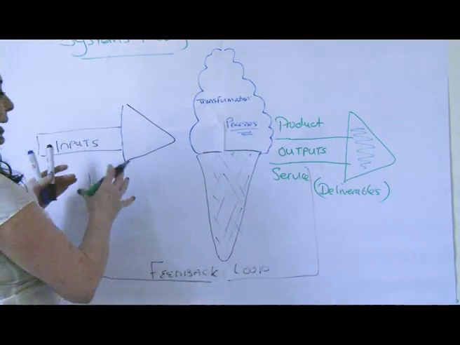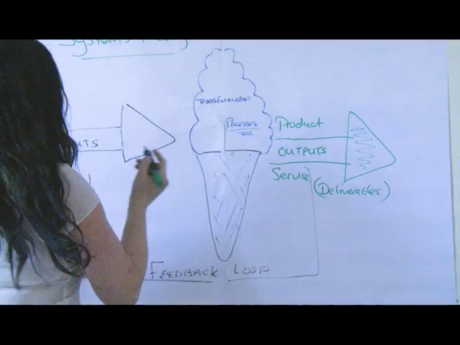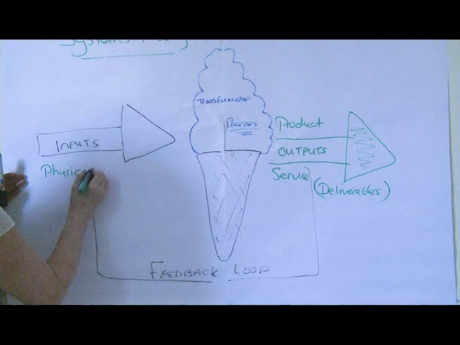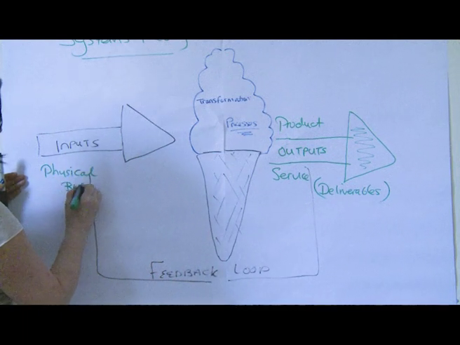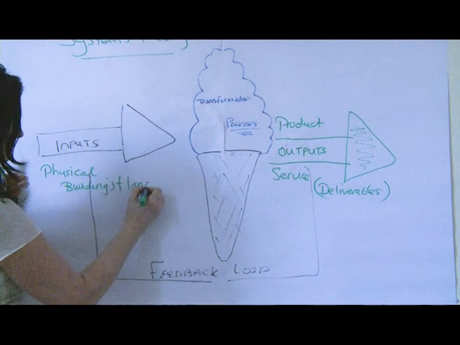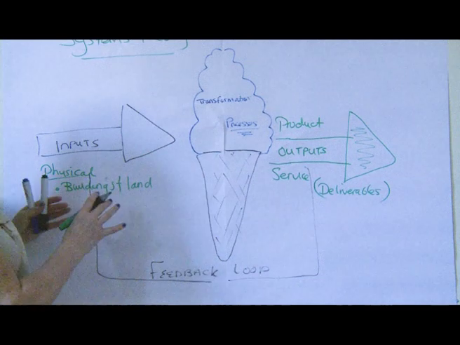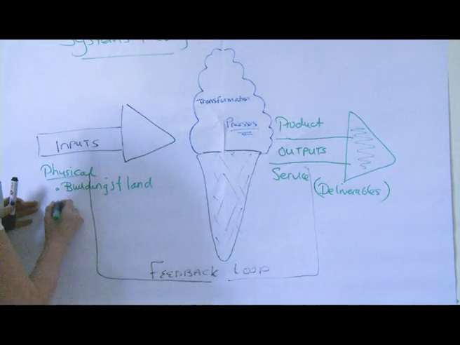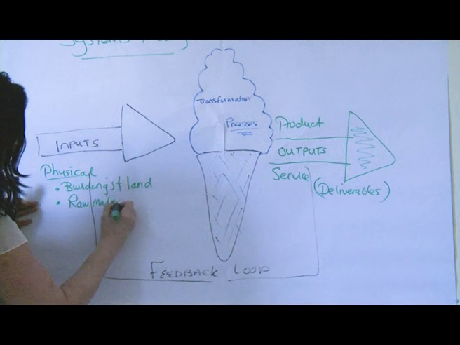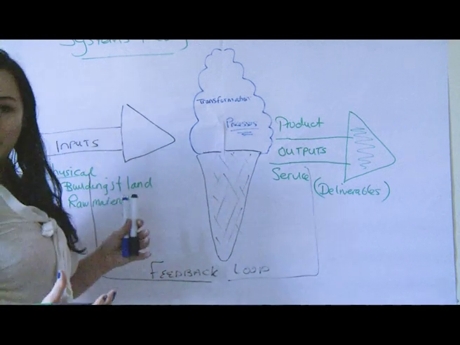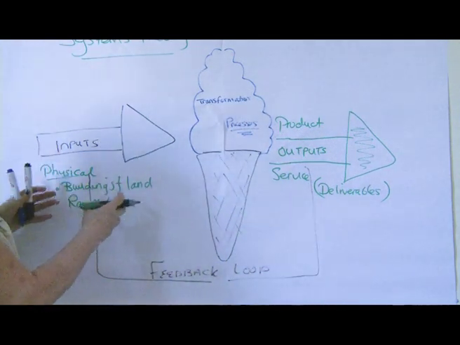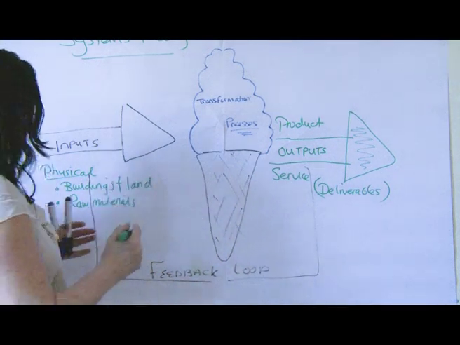So let's have a look at the inputs of an ice cream factory. The inputs of an ice cream factory would be some of the physical elements, which would be buildings and land. On top of some of the physical elements as well, you'd also need some of the raw materials. So you'd need the sugar, and you'd need the cream, and you'd need the milk. All the things that we need to bring in to make the ice cream.